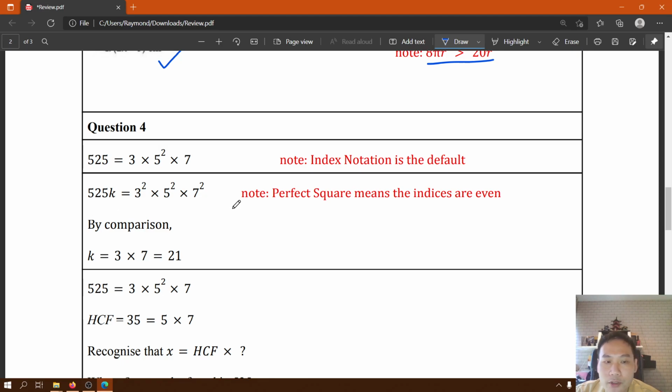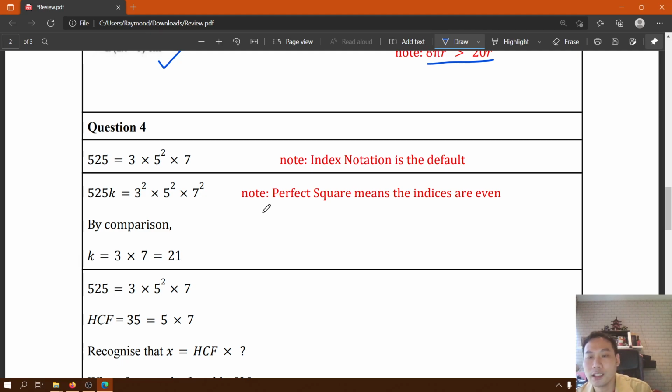Then the second part of the question tells us that 525k is a perfect square, right? And we're supposed to figure out what k is. So we have to understand that a perfect square, from the perspective of index notation, means the indices, the plural of index is indices, are even numbers. So I can have 3 to the power 2 or 3 to the power 4 or 3 to the power 6. But in this case, we want 3 to the power 2 because we just want the smallest possible value of k and not the rest, right?